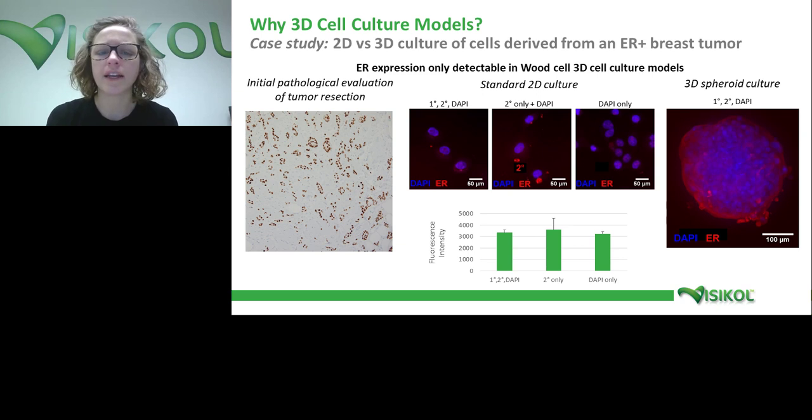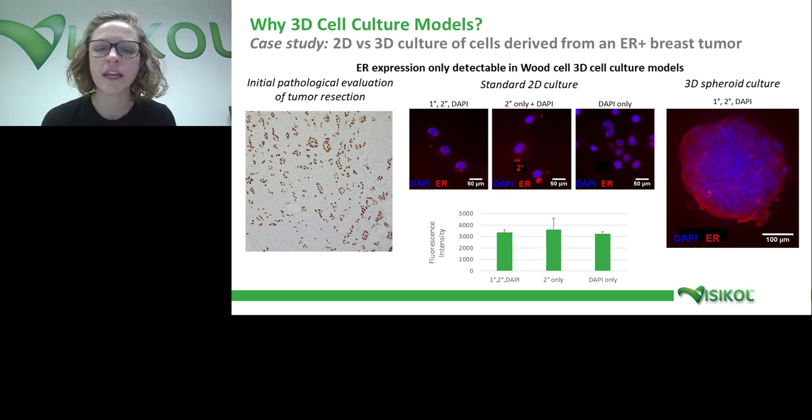And just to highlight that idea a little bit more, we have some example data here from a breast cancer cell line that was established from a resected tumor. And upon the initial pathological evaluation of this resected tumor, it was actually found that this breast tumor was estrogen receptor positive. However, when this was taken to a cell line and really extrapolated, it was found that estrogen receptor expression was lost. So you can see here the pictures in the middle. You don't really get much labeling for estrogen receptor.